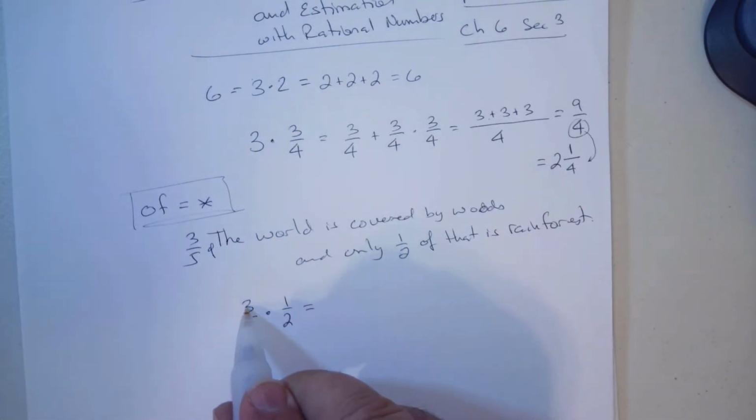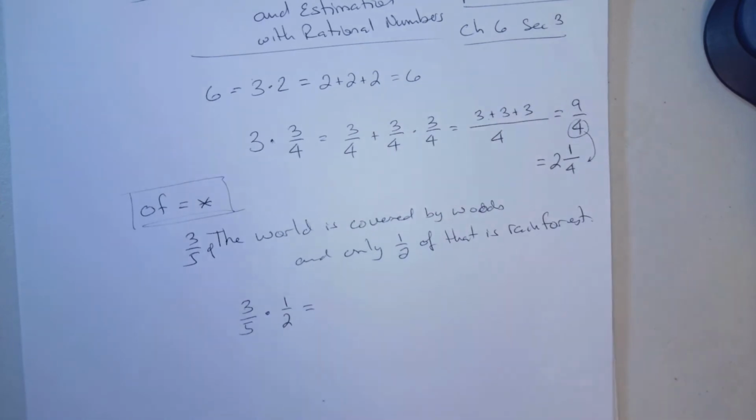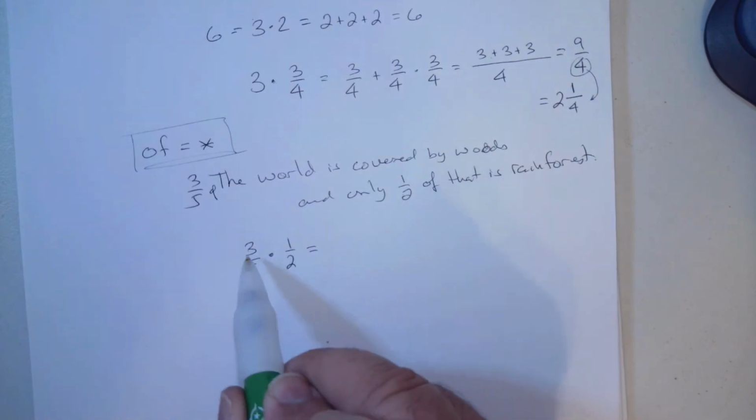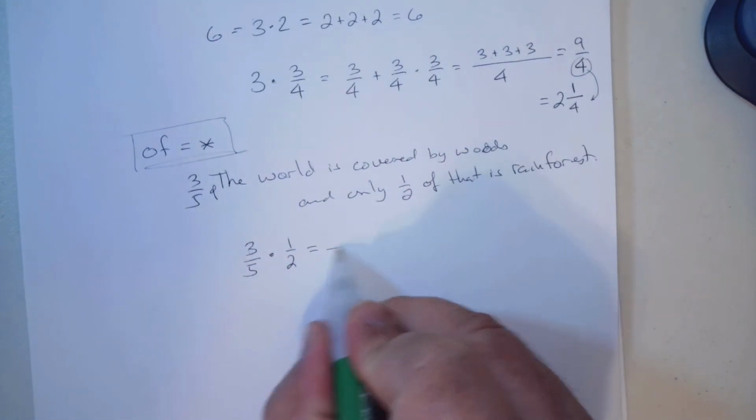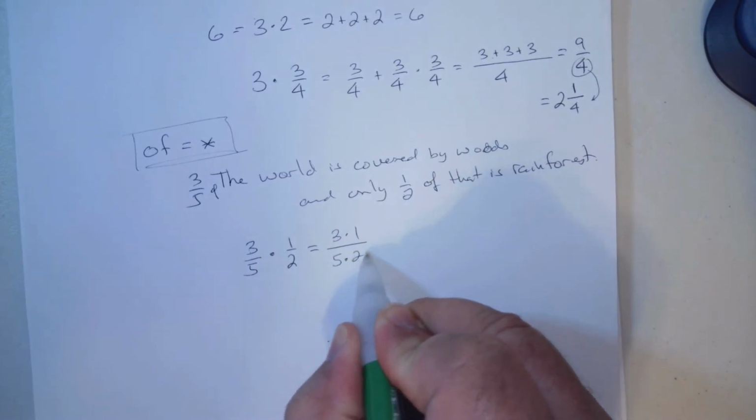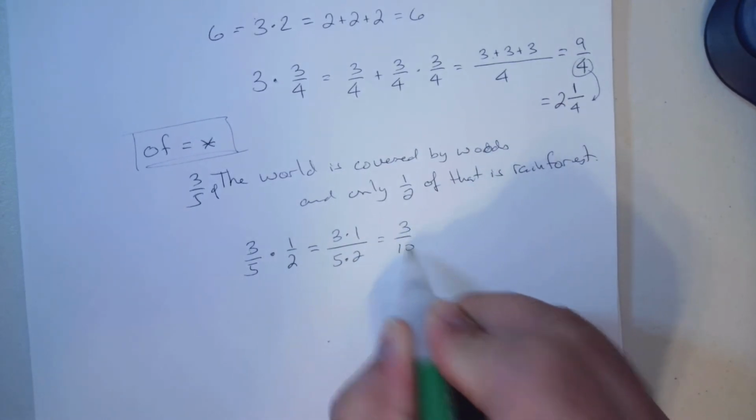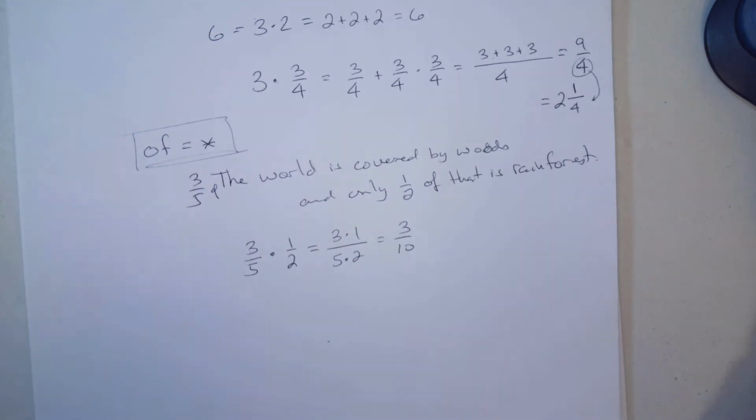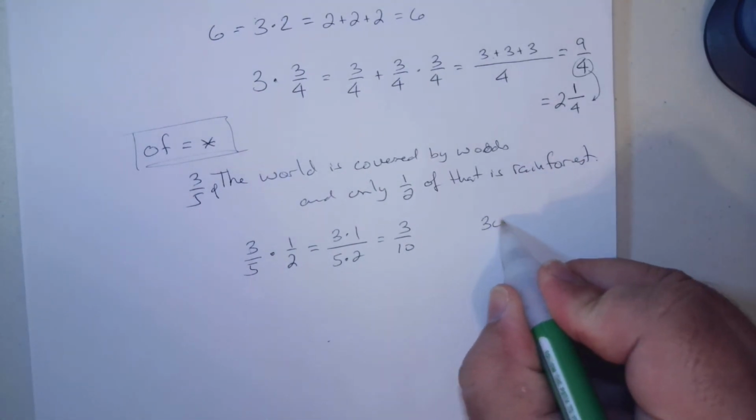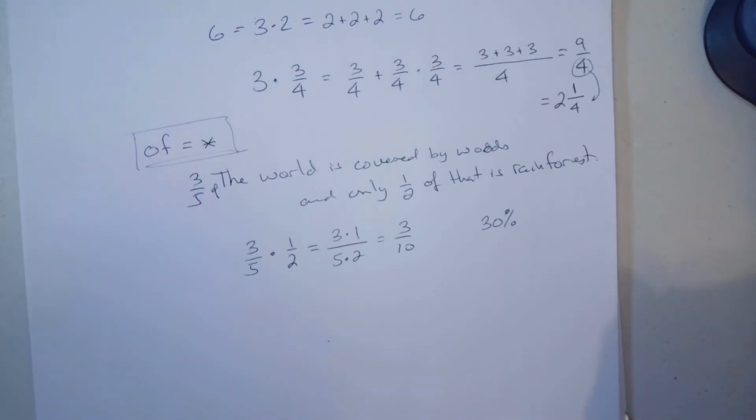Whenever you multiply, here's a rule that a lot of places don't tell you about. Before you ever multiply, always reduce first. Make the numbers smaller when you can. If nothing cancels, then top by top, bottom by bottom. 3 times 1, 5 times 2, so it's 3 over 10. And later on, if we want to talk about percentages, that means 30% of the world is rainforest.